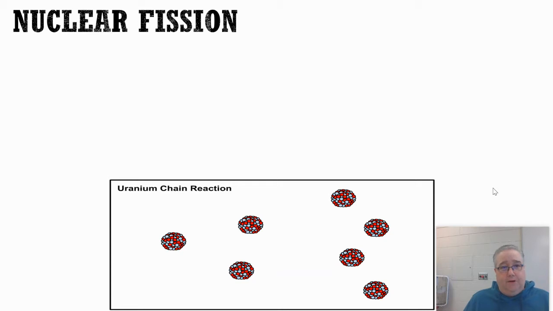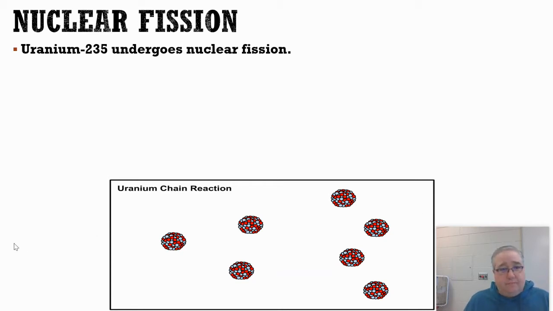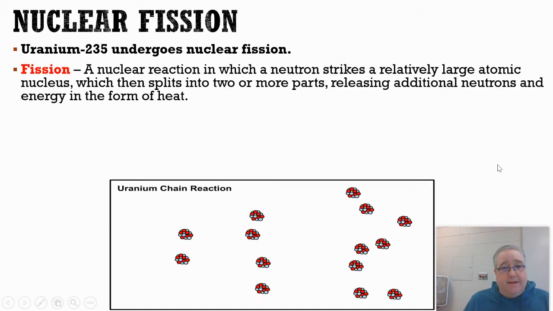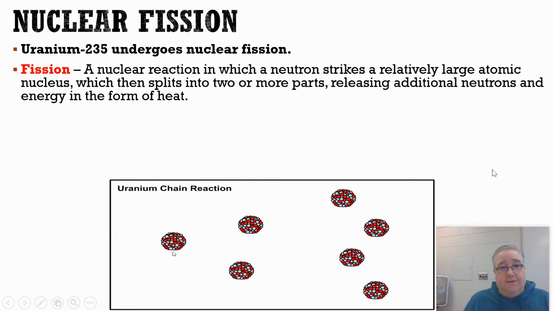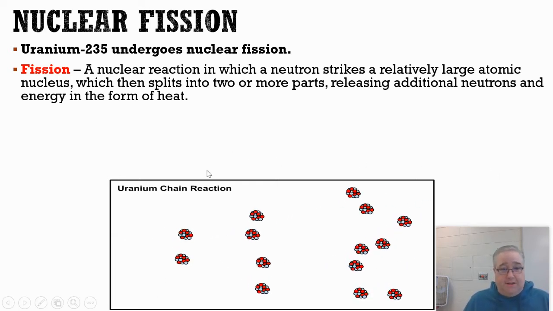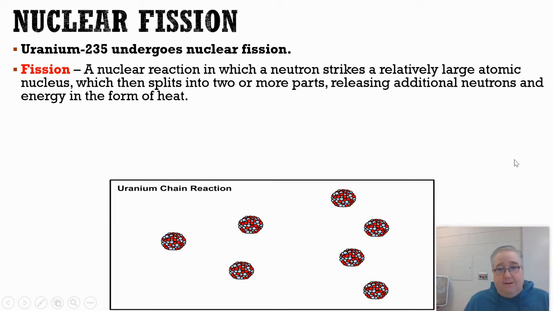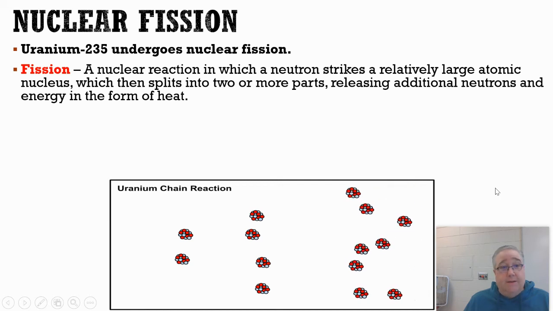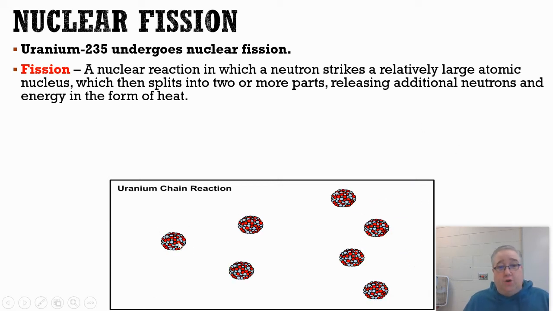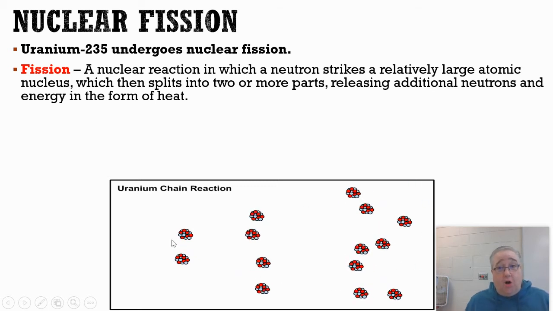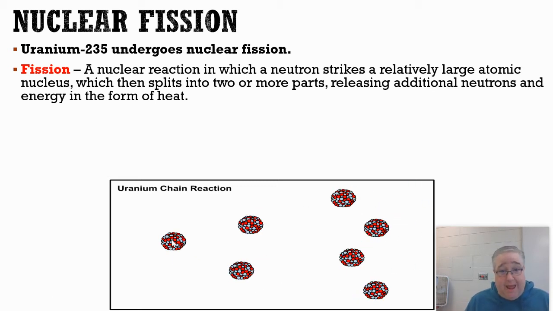Now, the thing about uranium 235 is because it's a radioactive isotope, this takes us back to our chemistry days. It does undergo something called nuclear fission. If you're not sure what nuclear fission is, this little animation here does a pretty good job of showing you what it is. It's basically when a neutron strikes a relatively large nucleus of an atom.